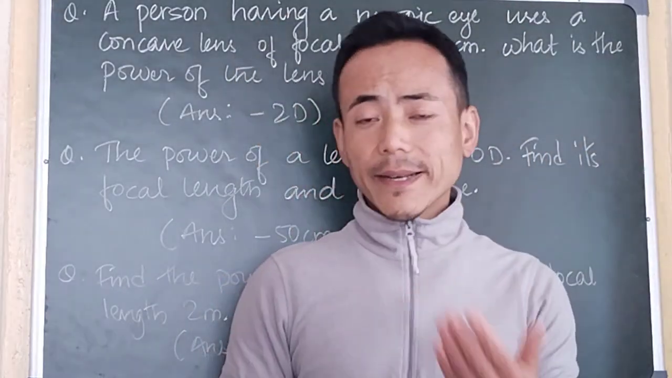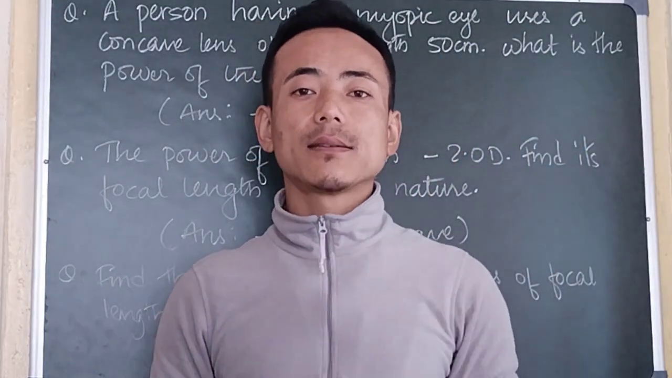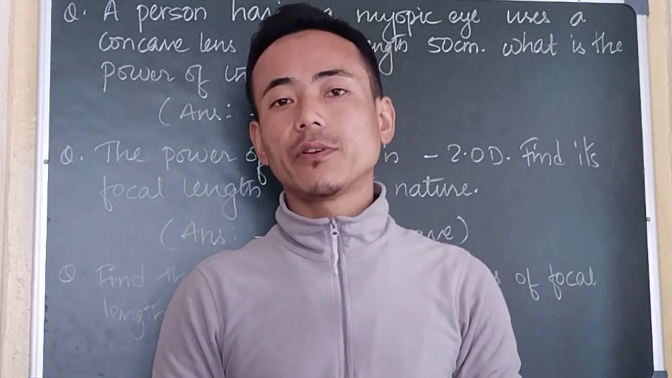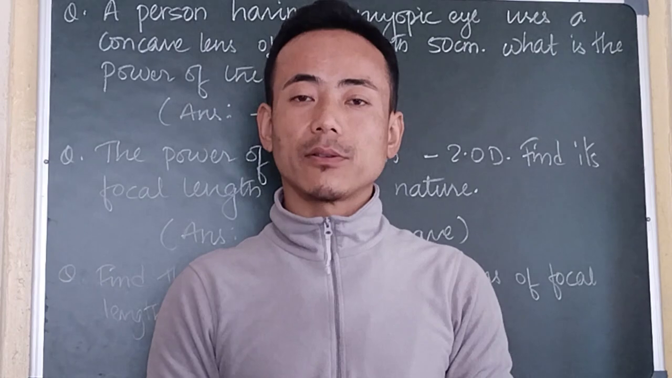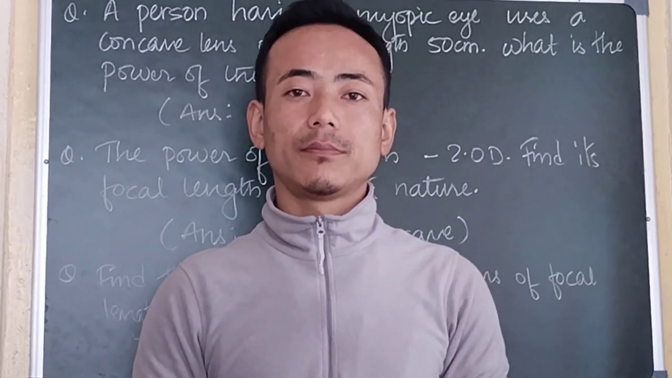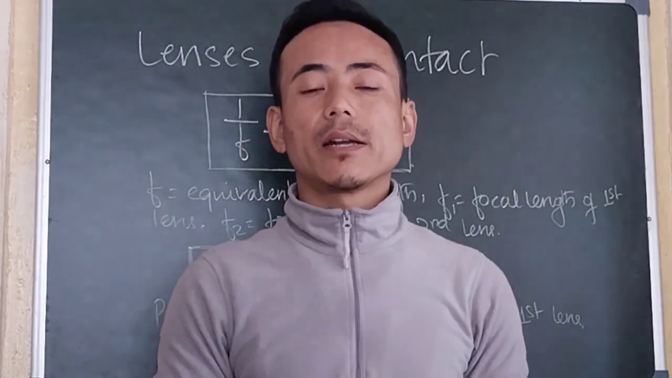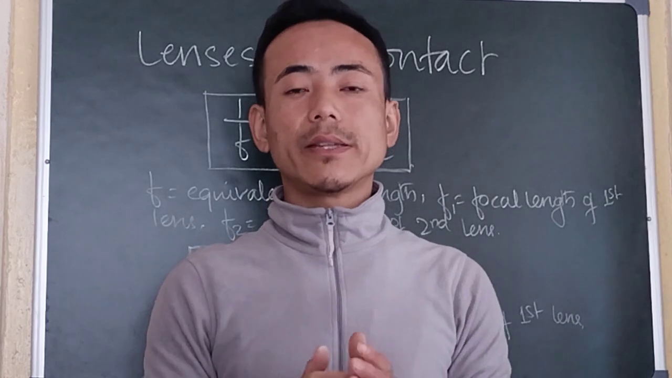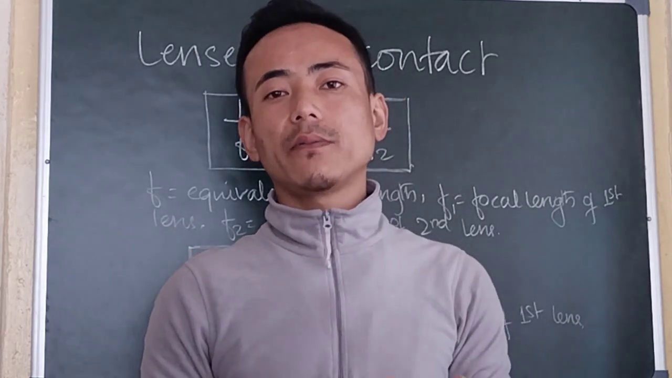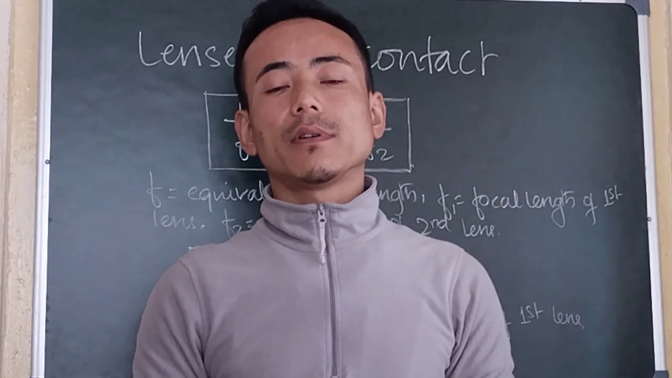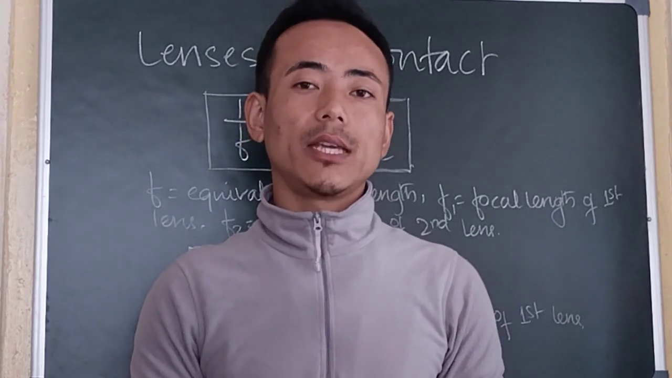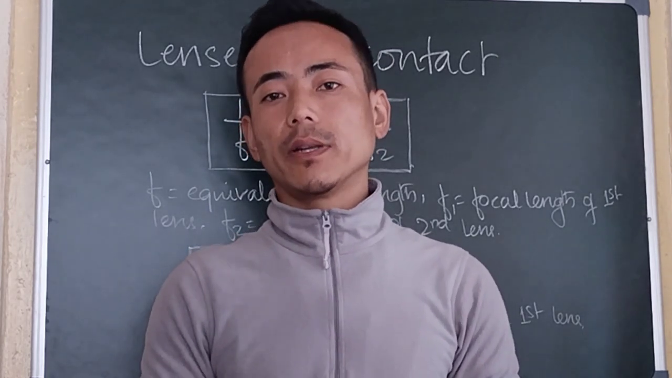So next we will discuss lenses in contact. For that we have a different formula. I'll give you the formula and then we'll discuss some numericals based on that also. So now let's discuss when two lenses are kept in contact. The two lenses kept in contact may be concave and convex or similar types of lenses. So when we have such a case, how do we calculate the equivalent focal length and equivalent power?